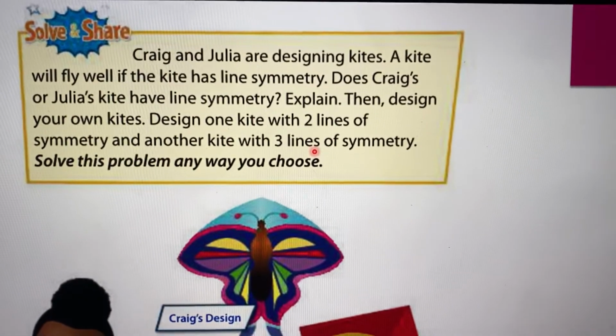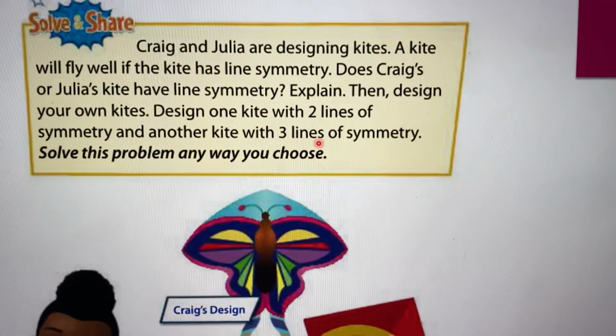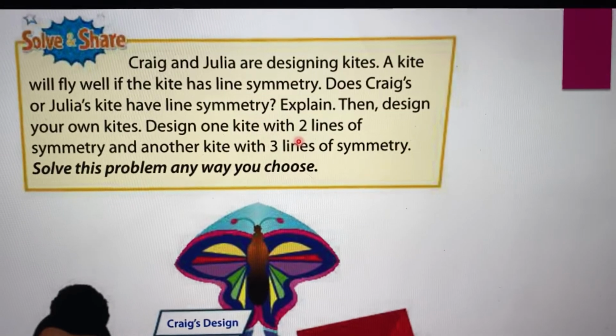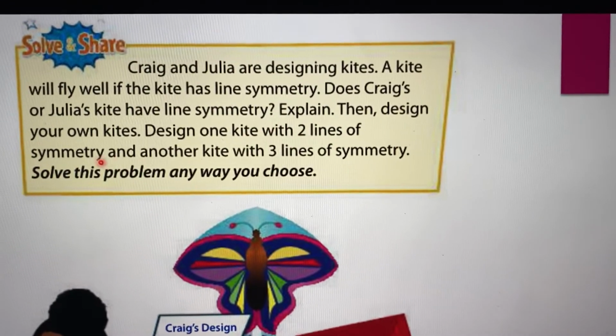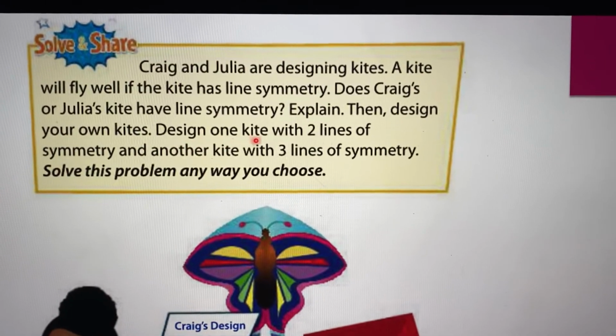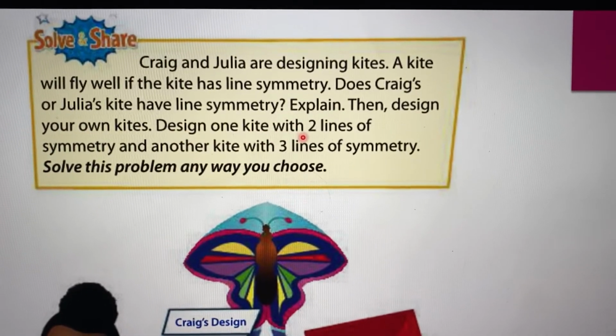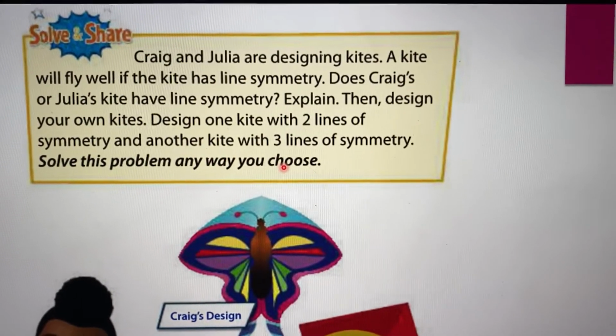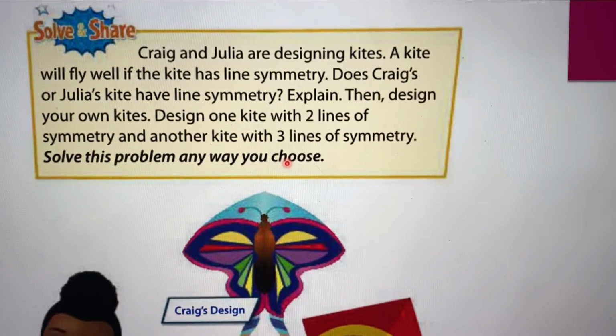So this is the activity that I'm going to give to you for this week. By the end of the week or the weekend, try to design your own kite. Make your own kite: design one kite with 2 lines of symmetry and another one with 3 lines of symmetry. I'm waiting for your kites, okay?